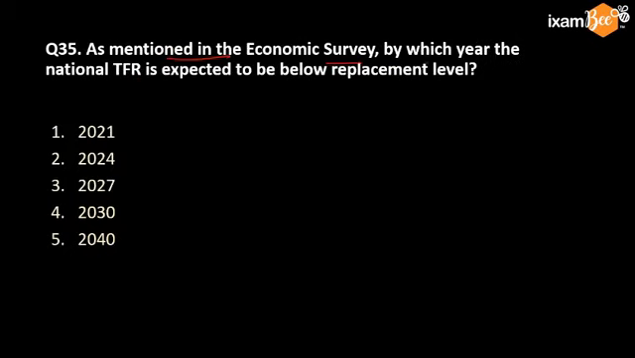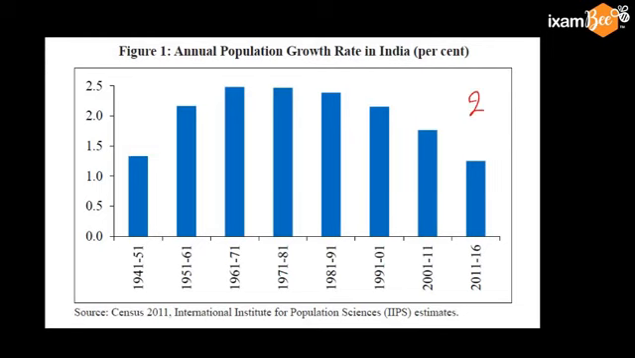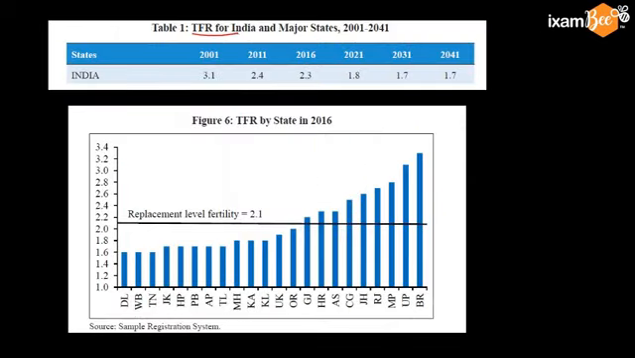As mentioned in the economic survey, by which year is the national total fertility rate expected to be below replacement level? This is a very interesting question, because it is surprising that by 2021 we are going to achieve this. It means by 2021 the total fertility rate is going to be below the replacement level of 2.1. Remember, this replacement level is 2.1, meaning in every family there are 2.1 births for a couple. Then the births are going to just replace the population. So in our country, the population growth rate is declining. See the TFR for India, by 2021 it is going to be below the replacement level of 2.1.